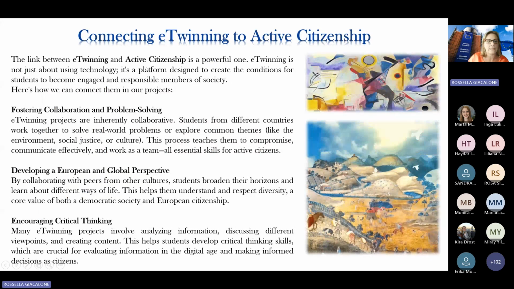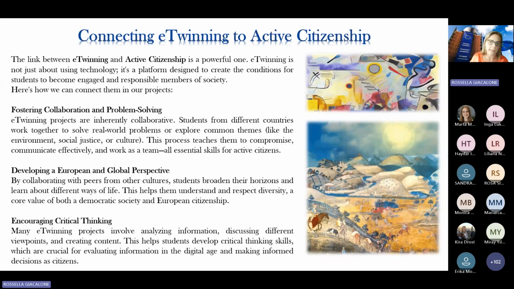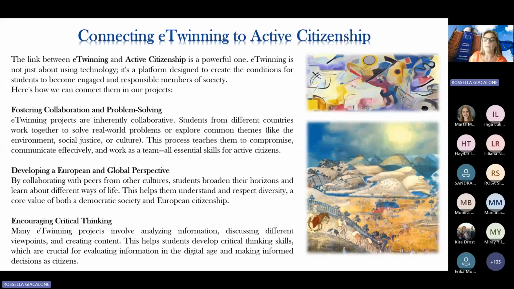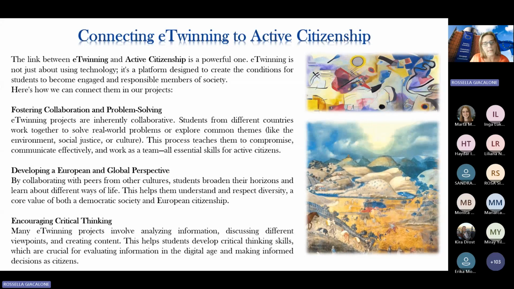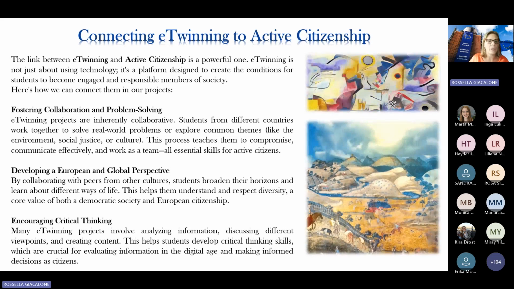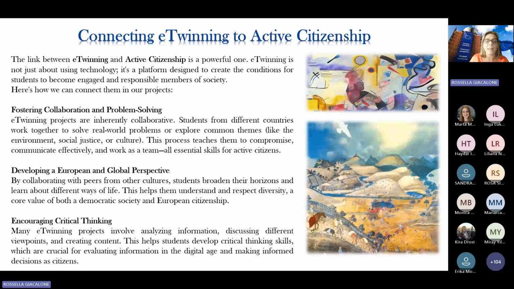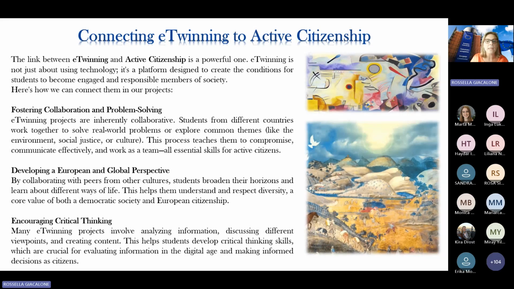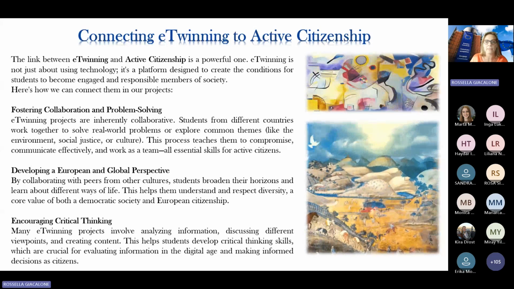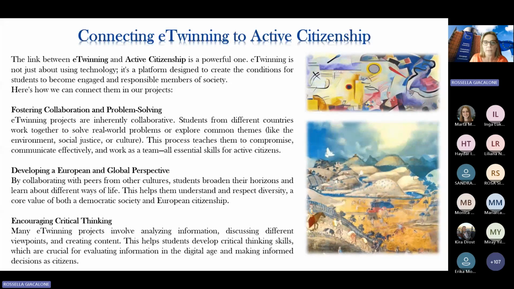And there is a link that is very important, because this link between eTwinning and active citizenship, and Erasmus and active citizenship, is a powerful one. Because if we decide to work in our platform, that is a brilliant platform, it's not just about using technology. eTwinning is a platform designed to create the conditions for students to become engaged and responsible members of our societies. So I repeat, and I want to stress this sentence, that eTwinning is not just using technology.